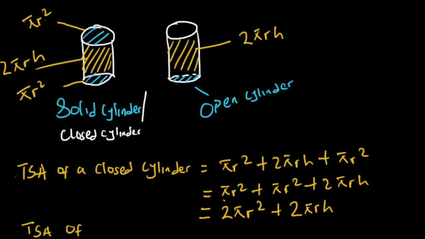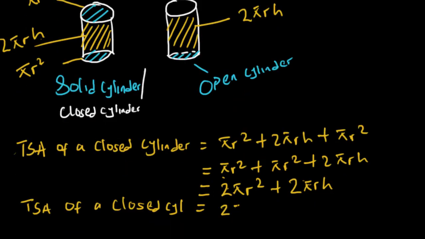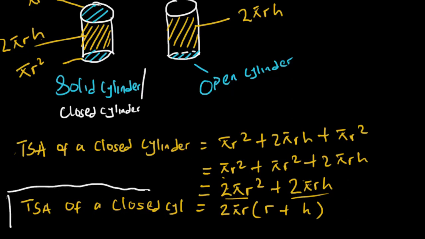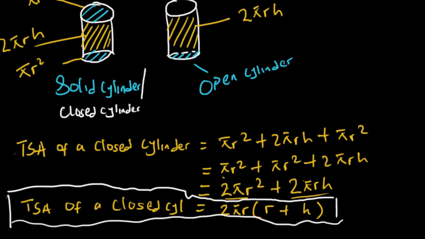Then lastly, we can go a step further. Total surface area of a closed cylinder equals, 2 pi r is common to both terms. So I can have 2 pi r. What will remain here? r, plus what will remain here? h. And this is the formula for the total surface area of a closed cylinder: 2 pi r into bracket r plus h. Do you understand?